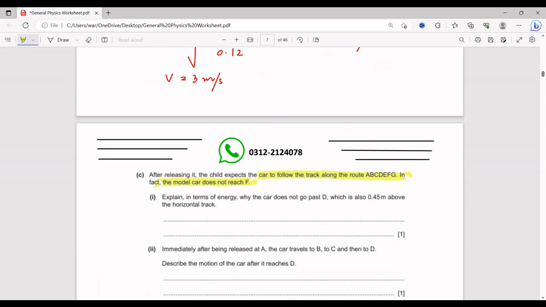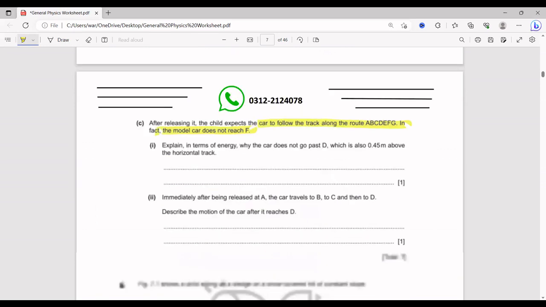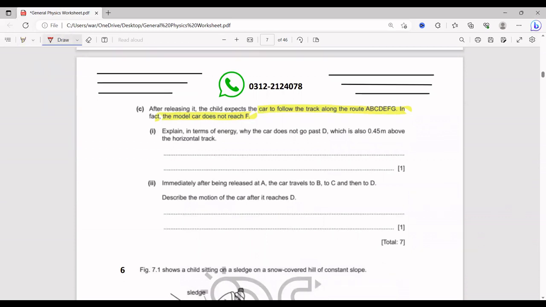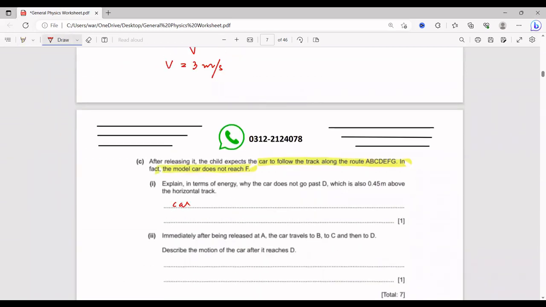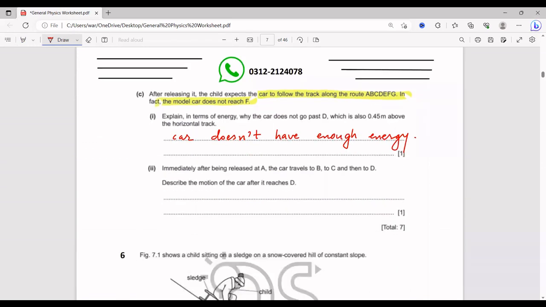But the car does not go past D. Why? Because the car doesn't have enough energy. So you should write down: car doesn't have enough energy. Okay, now immediately after being released at A, the car travels to B, to C, and then to D.